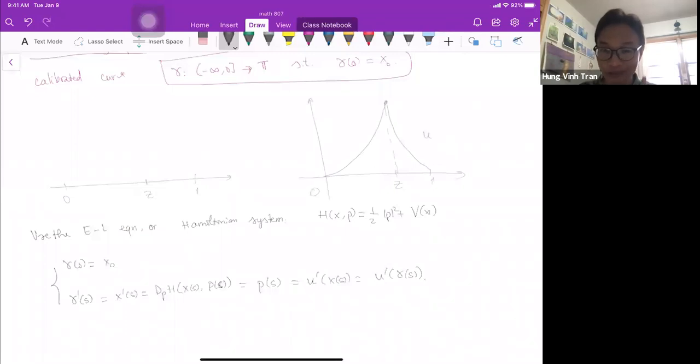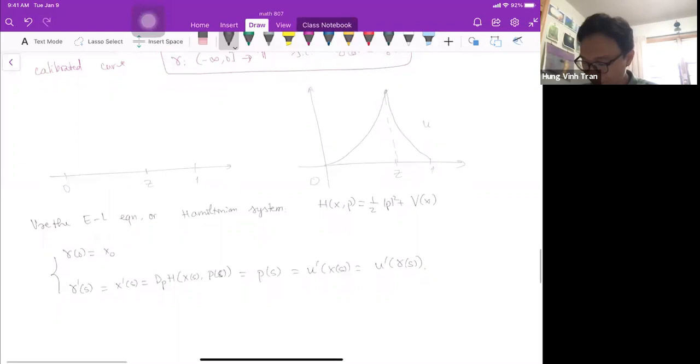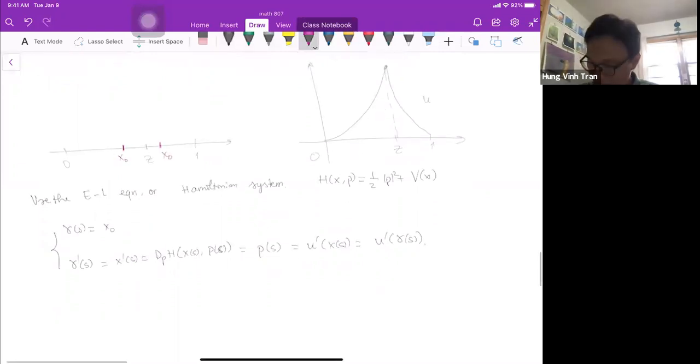I have the exact formula for my calibrated curve, so that's really, really beautiful. Now, again, I'm keeping the picture here. You see that there are cases: x naught could be sitting on this side, or on the other side. But let's just write it down. Case number 1: if 0 is less than or equal to x naught, less than z, it can be equal. I'm going to make it equal right away.